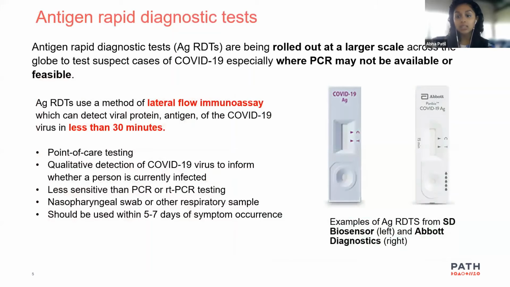Antigen rapid diagnostic tests, or antigen RDTs, are being rolled out at a much larger scale across the globe today, especially where resource and capital-intensive PCR or polymerase chain reaction testing may not be feasible. Antigen RDTs use a method of lateral flow assay, which can detect a viral protein called antigen of the COVID-19 virus in less than 30 minutes. This allows for the qualitative detection of COVID-19 virus through point-of-care testing, usually using a nasopharyngeal or other respiratory sample. Here are a couple examples of how these tests look. These are from the companies SD Biosensor and Abbott Diagnostics.